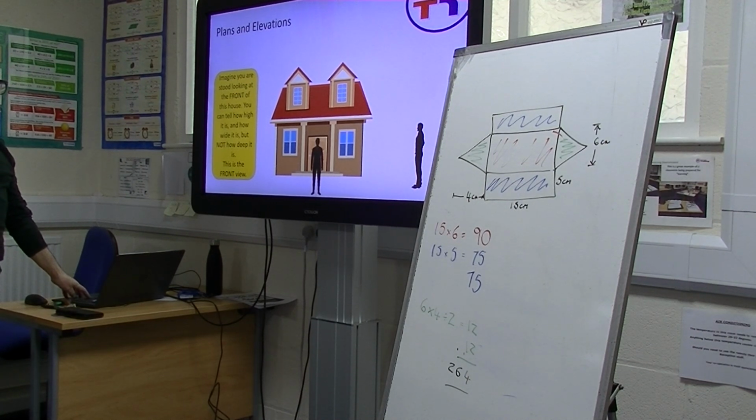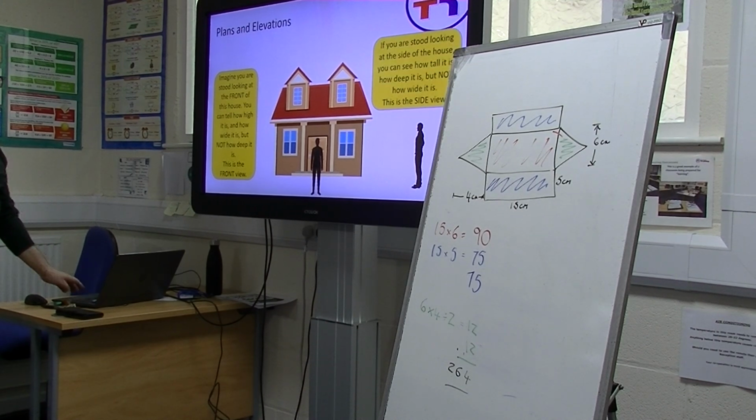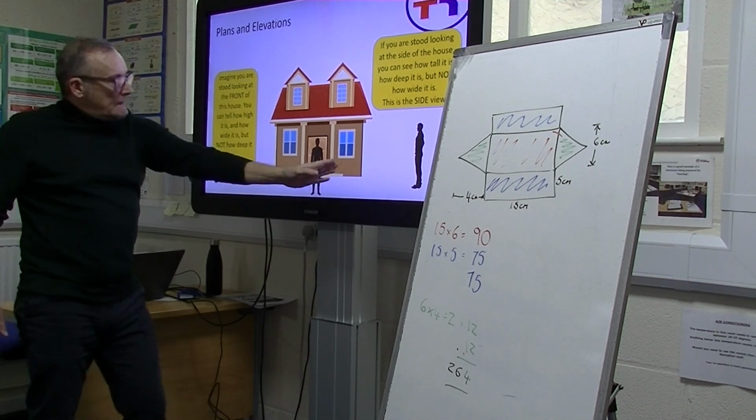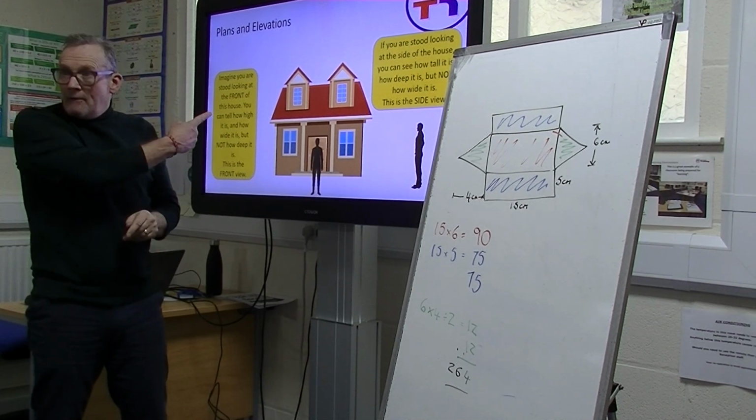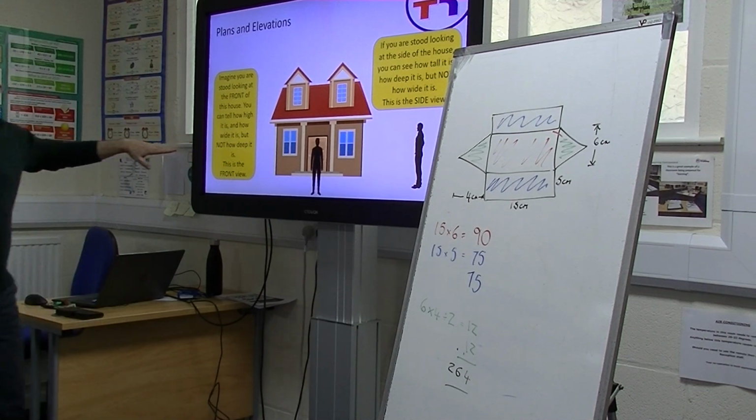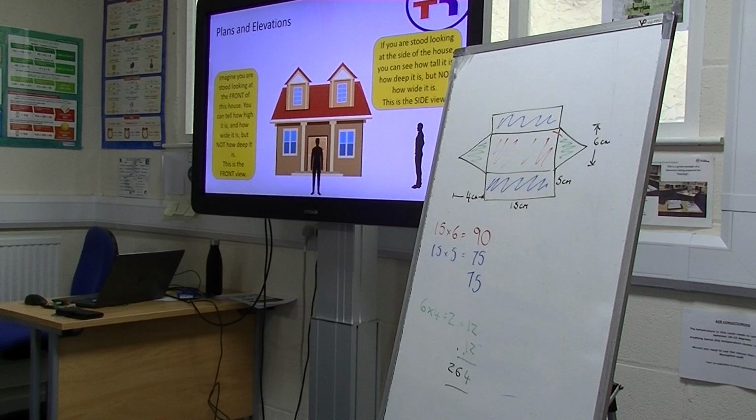If we stand here at the side, like this chap is here now, we can see how tall it is, and we can see how deep it is, because we can see how far back that house goes now. But we don't know how wide it actually is, because we're only looking at the side of the house. Okay? And that's what you've got to be able to picture if you see one of these that says draw a front elevation, draw the side elevation, or which is the side, which is the front, which is the plan, etc, etc. Yeah?